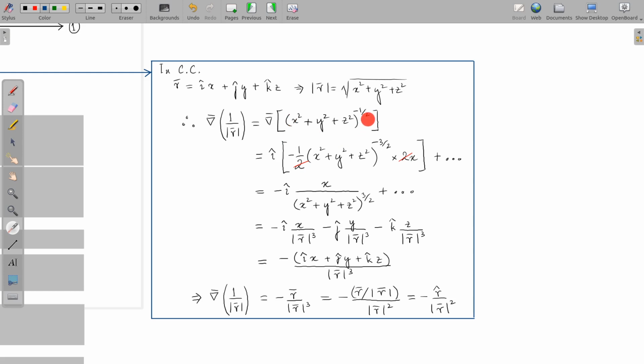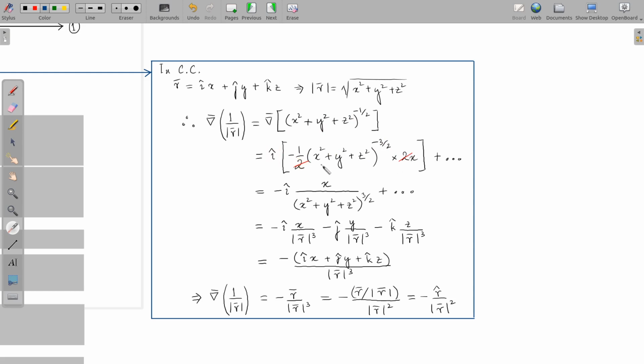Now when I differentiate this with respect to x, we can use the chain rule. First you differentiate the outer function, so minus 1 by 2 comes outside, and then x square plus y square plus z square to the power minus 1 by 2 minus 1, which gives us minus 3 by 2. Now you differentiate the inner function. Differentiation of x square is going to give us twice x, and y square and z square are independent of x, so their differentiation will give us 0. And whatever you obtain after differentiation has to be multiplied with i cap.